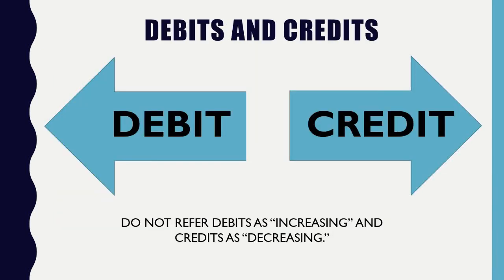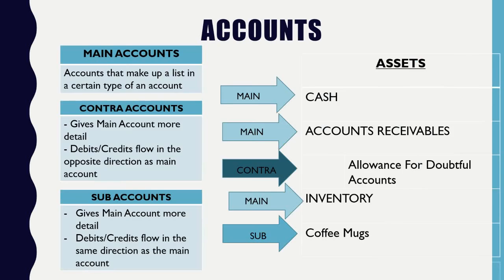With the sub account, like you said, it could be mugs, it could be potato chips, whatever. Do you create a sub account for each individual item to break it down? Is that what the sub would be used for?